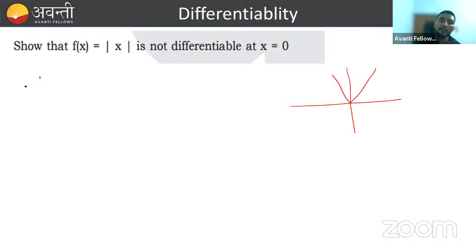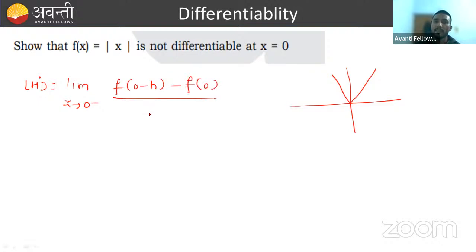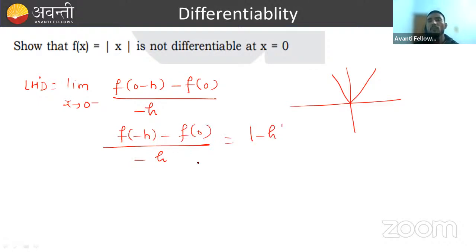but we will find it by the normal method. LHD is limit x tending to 0 minus, so it will be f of 0 minus h minus f of 0 divided by minus h. So what is f of minus h? It is mod of minus h minus 0 divided by minus h, right? So if we find it, it will be mod of minus h, which is h only, divided by minus h, so it comes as minus 1, right?